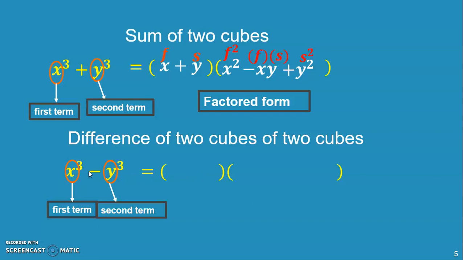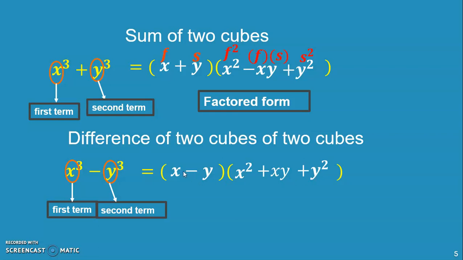Kasi difference dito, mapapansin niyo dito sa sum, ang first factor niya is plus. First plus the second term. Dito ngayon, kasi difference siya, first minus the second term. Then, dito sa second factor natin, sa trinomials, ganun pa rin, square of the first. Dito sa middle term is plus na ngayon, plus the product of the first and the second term, plus the square of the second term.